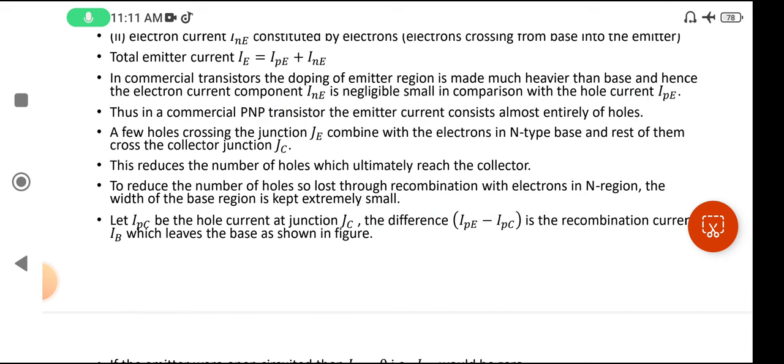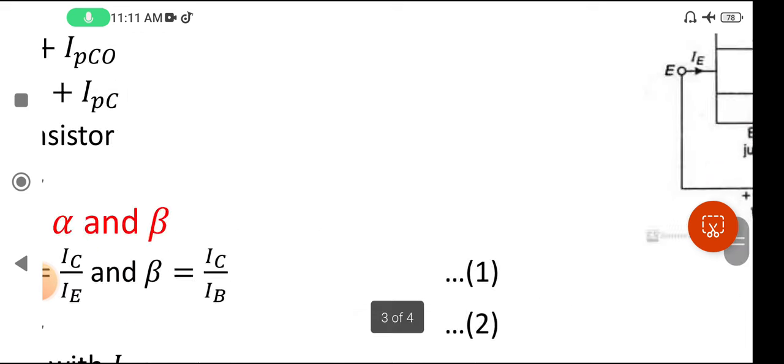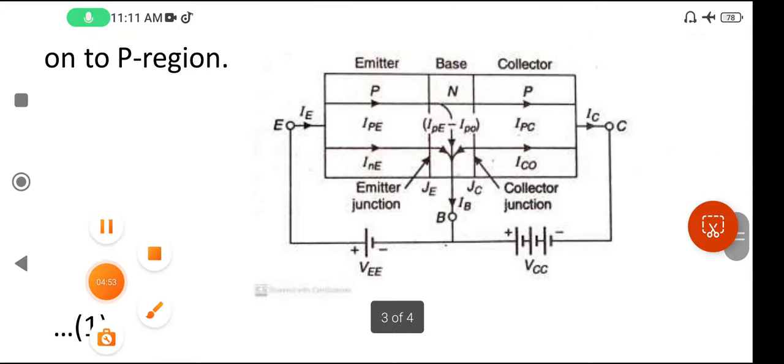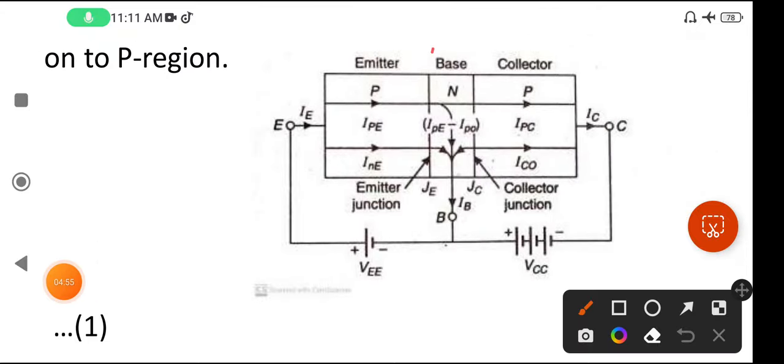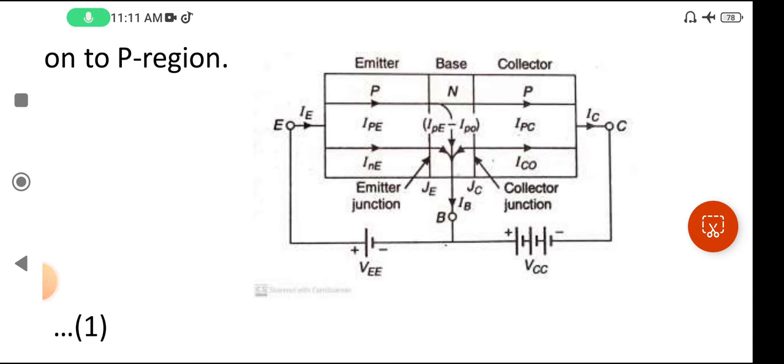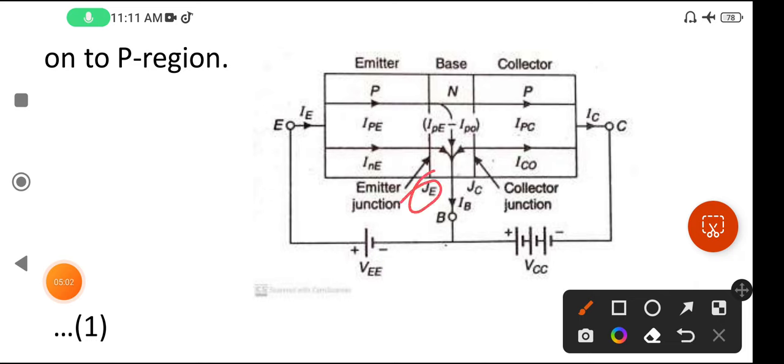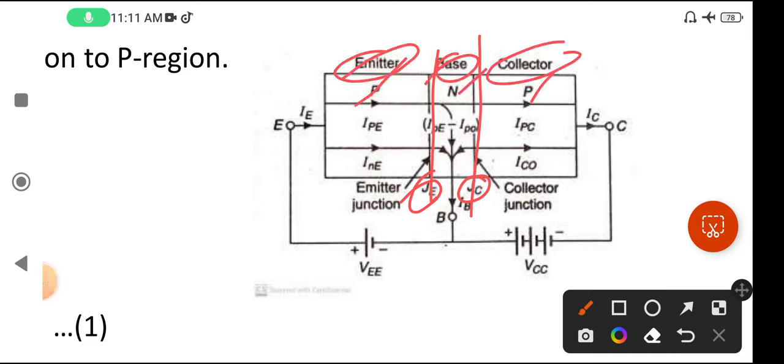Where is the junction JE? See here the diagram. In the diagram, junctions are given. That is the emitter junction, JE. It is JC, the collector junction. See here JE, JC are given. It is the emitter junction, it is the collector junction. PNP transistor: emitter, base, collector. Here the currents are: this is IPE, the hole current, and it is INE, due to the minority charge carriers, the electron current. Same thing on this side also.